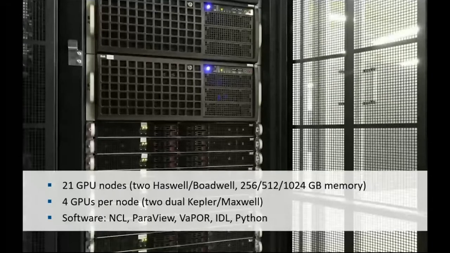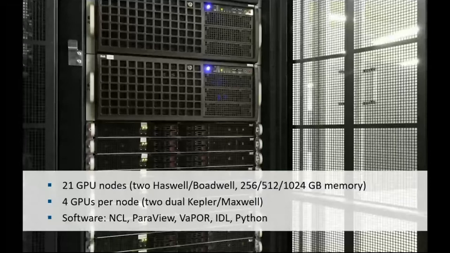Okay, where do we do all these? So we have a big supercomputer upstairs at DKRZ. And in this one, we have 21 GPU nodes. These are rather old. So they have Haswell and Broadwell CPUs and Kepler and Maxwell GPUs, but still they perform very well with some data visualization and ray tracing works as well.